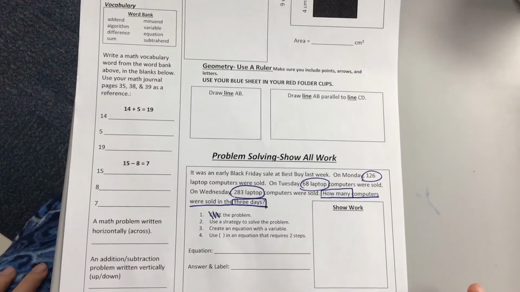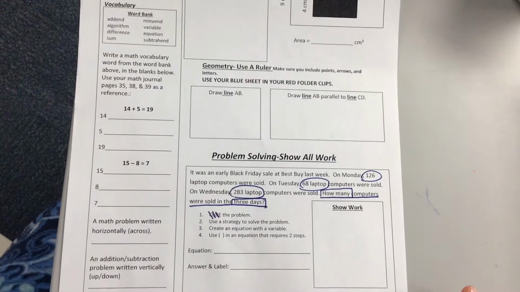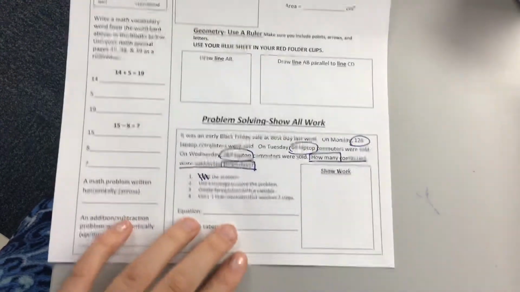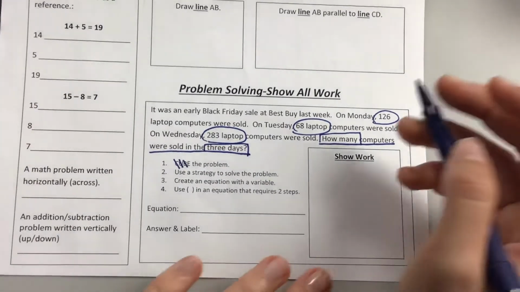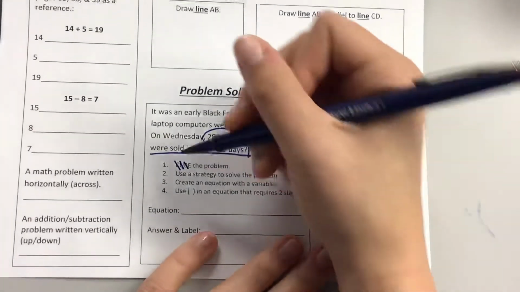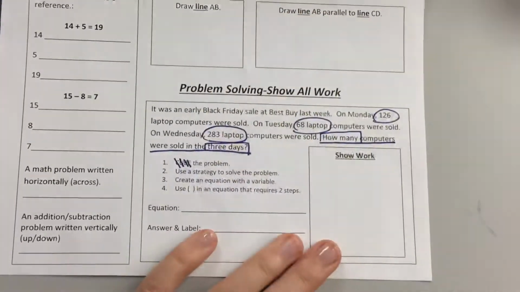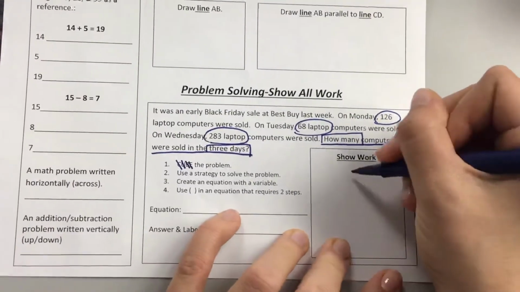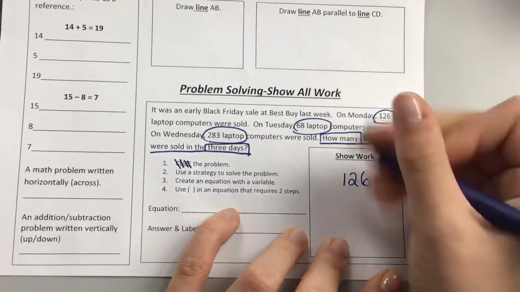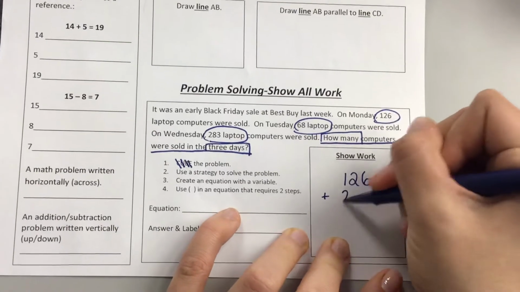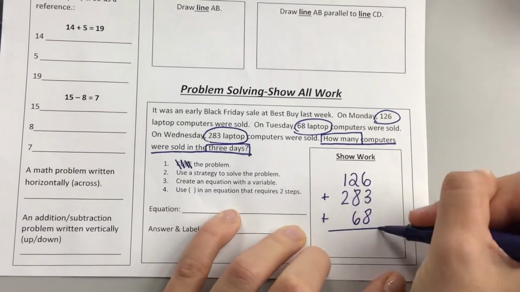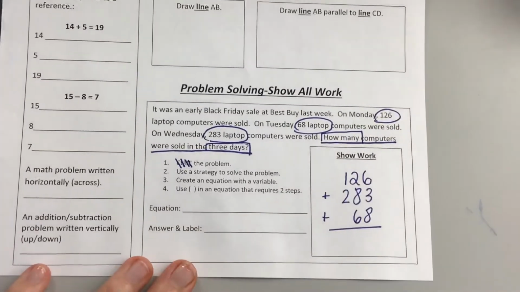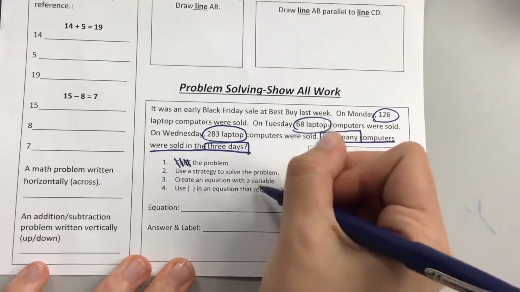Okay, what strategy could we use to solve this problem? Trevor? Yeah, you could definitely add them all together, okay? So, first, we found our strategy we're going to use, which is to add them all together. So we have 126 plus 283 plus 68. Okay, so let's go ahead and make an equation with that, with a variable.